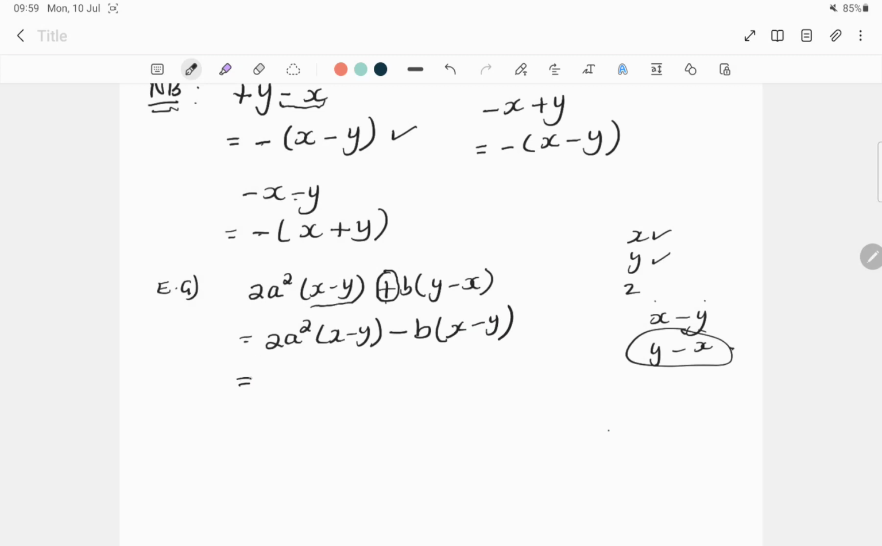Then when you have something like this, you group them into one bracket. This with that will be in the same bracket, 2a squared minus b, and then that one, because it's the same, you write x minus y, just like that. So I hope you are good, grade 10s. That is how you take out a common factor. Let us move to grouping.